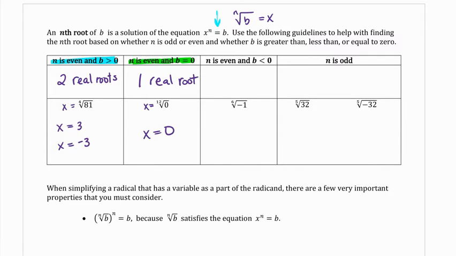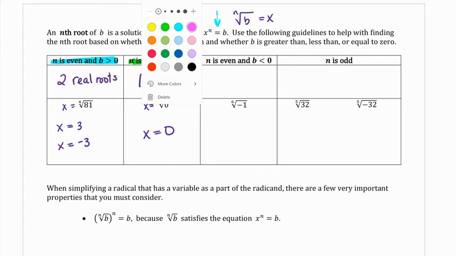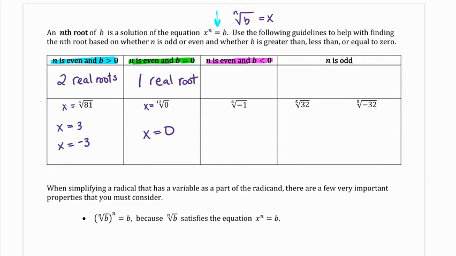Okay, our next case, now we've got n is still even, so our index is still even, but this time our number inside the radical is negative. That's always going to mean that there are no real roots. We can't take an even index radical of a negative number. So this we just write for our answer, no real roots. And again, there are roots there, they're just not real. We'll talk about that later.